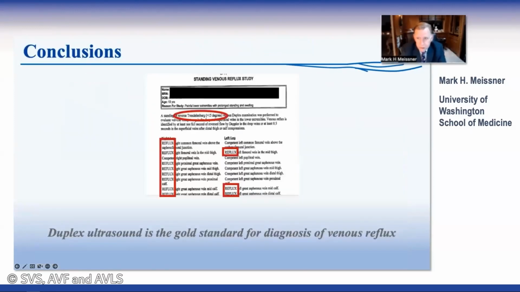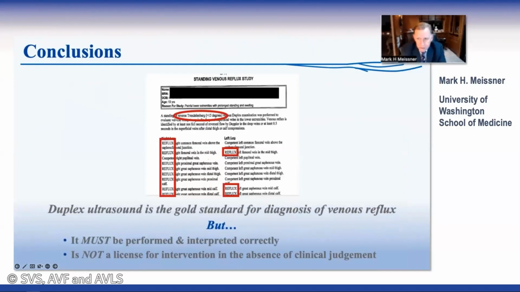So to return to our 14-year-old patient, in conclusion, duplex ultrasound is the gold standard for the diagnosis of venous reflux, but it must be performed and interpreted correctly, and by itself is not a license to intervene.